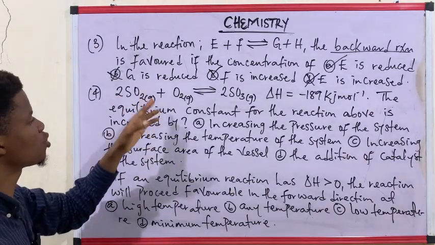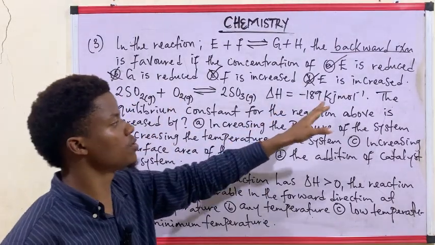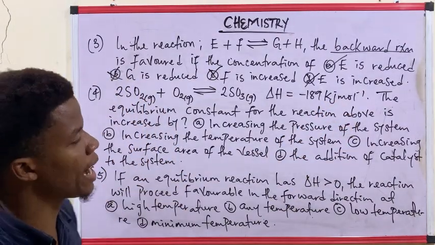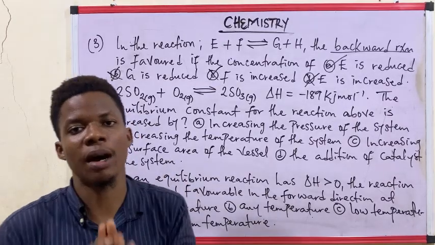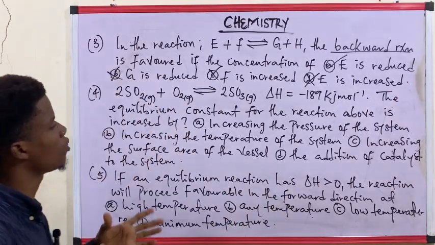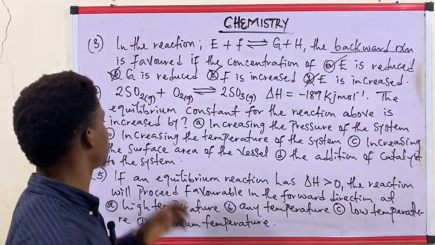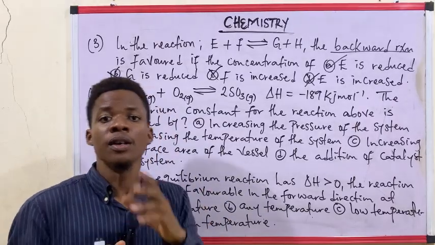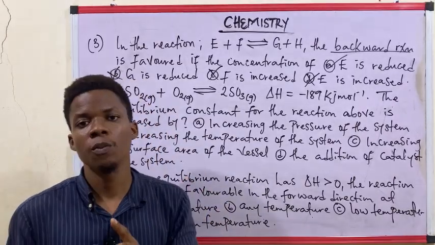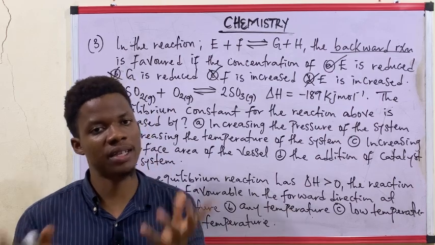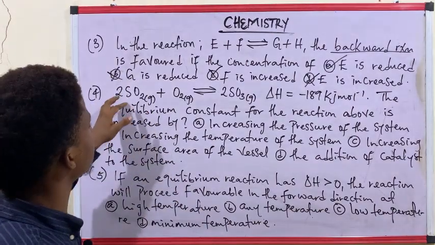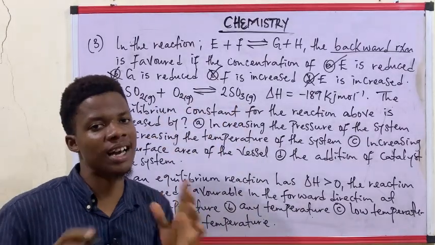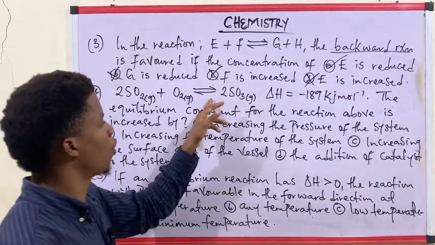You have this SO2 plus this, with minus 189 kilojoules. The equilibrium constant for the reaction above is increased by, alright, so A, increasing the pressure of the system. Now, in order to know if pressure can affect it, there is only one thing you need to pay attention to: are all of them gases? So this is a gas, this is a gas, this is a gas. So all of them are gases, meaning pressure can have an effect on this reaction.